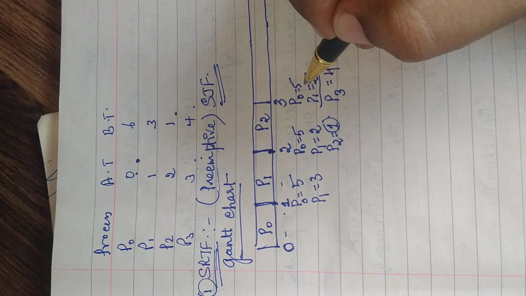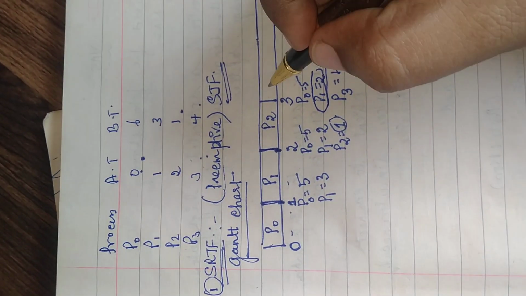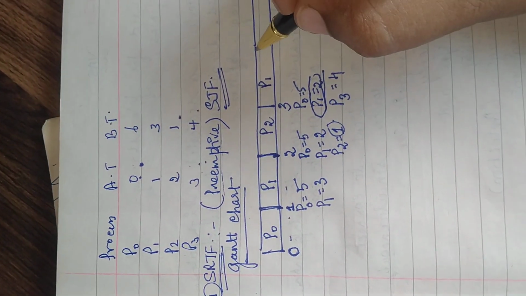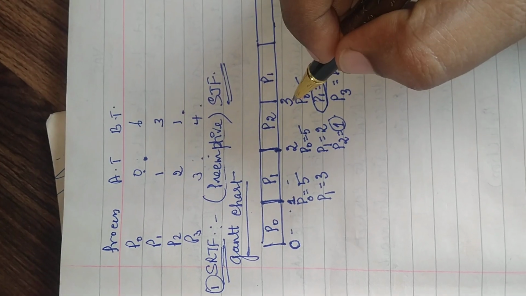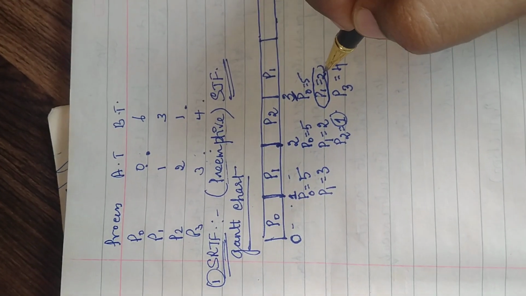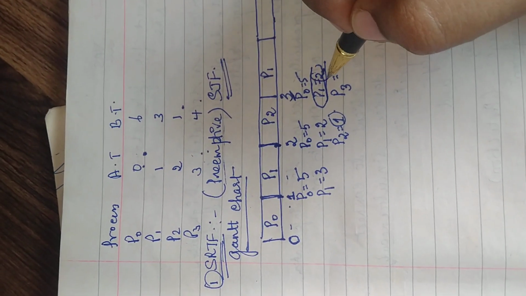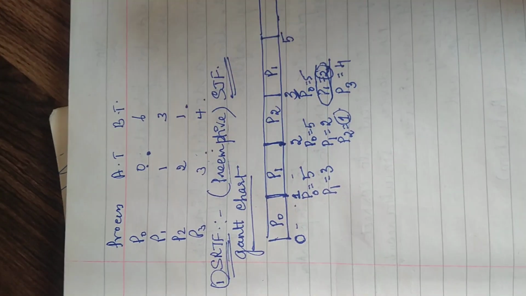So you can allow P1 to execute completely. So for this 3, you're adding this 2 remaining burst time. That time it will go up to 5.